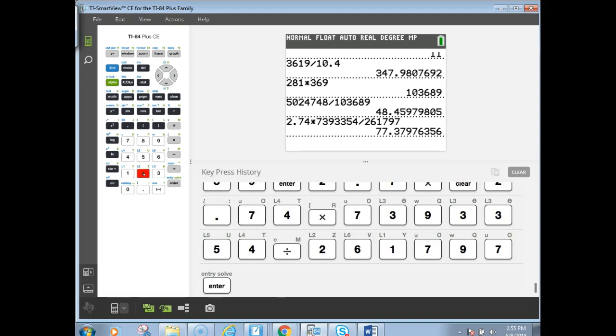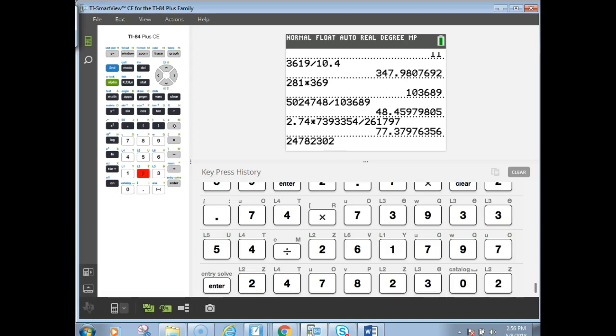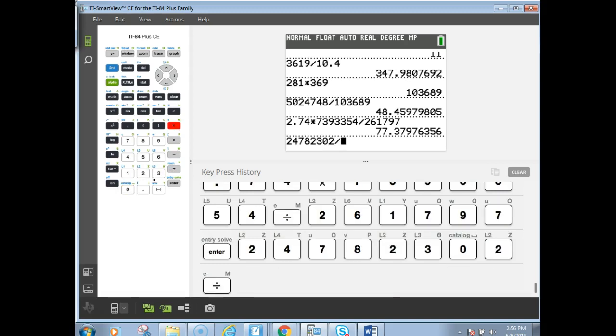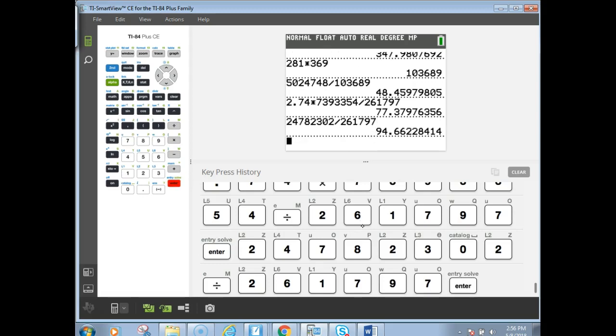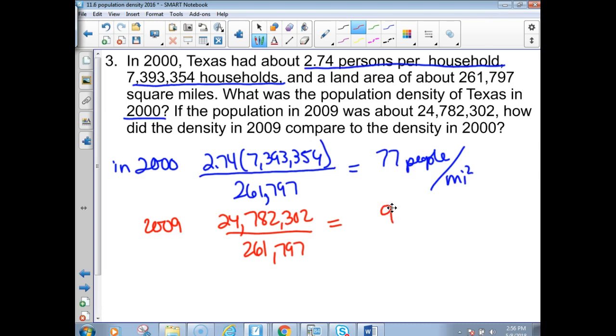All right, 24,782,302, divide that by 261,797. All right, there it's about 95 people per square mile.